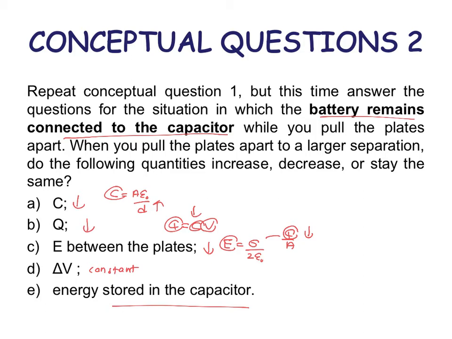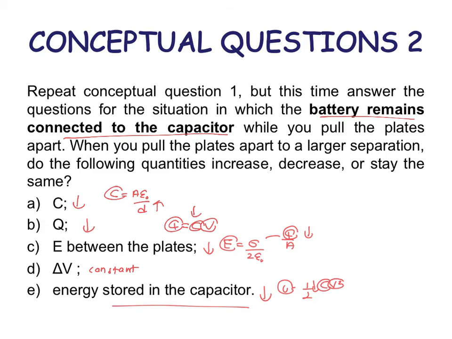And what happened to the energy stored in the capacitor? You can use the formula U equals 1 over 2 CV squared. V is constant, C is decreased, therefore the energy will definitely decrease. You need to understand that the electric field, or electrostatic force, between the two plates has decreased. Therefore, you don't need that huge energy to pull the plates apart, because the attraction force between the two plates is already reduced.